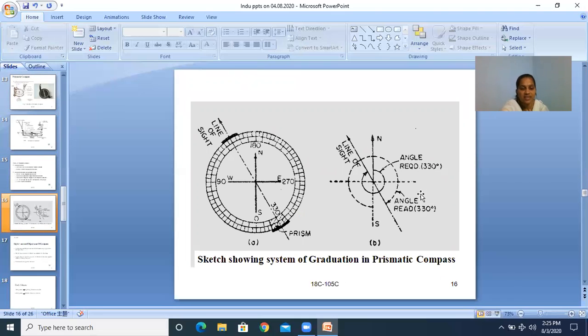Like that, the readings are graduated on the circle, that is the graduated ring. You can see like this. And this is north. The needle always shows the north direction of our earth. Then we can take the readings. How we can take the bearings of a line, all those things we will see in later classes.